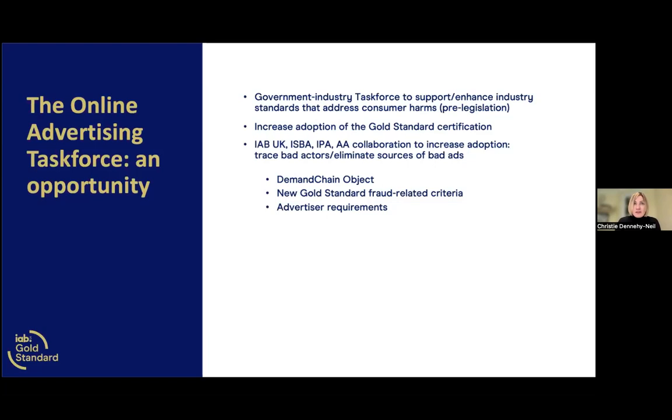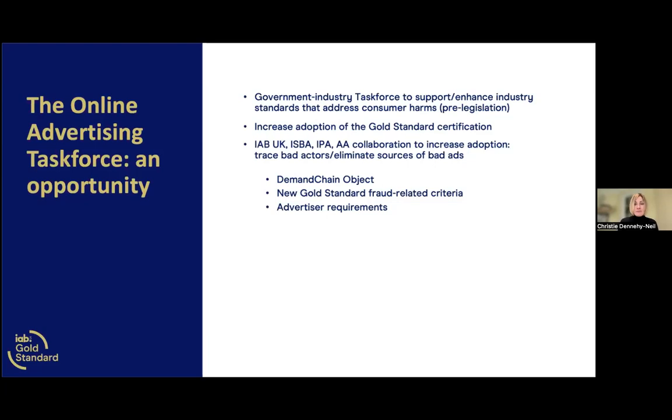Specifically in terms of the gold standard, we've included a work stream in the action plan that's focused on gold standard adoption. We at the IAB are leading that work, but importantly, it also involves public commitments from ISBA, the IPA and the AA to work with us to do that, so that the wider market is supporting the gold standard as well as the IAB and our members, because everybody needs to play their part in it being effective.